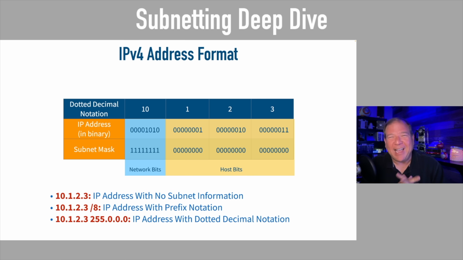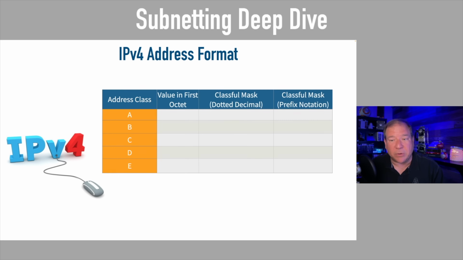You've got to know this. If you have 8 binary ones, in decimal, that's 255. If you add it up, 128 and 64 and 32 and 16 and 8 and 4 and 2 and 1, that's 255. So let's say you had 24 ones in your subnet mask. That would be a subnet mask of 255.255.255.0. So we could write it as slash notation or in dotted decimal.